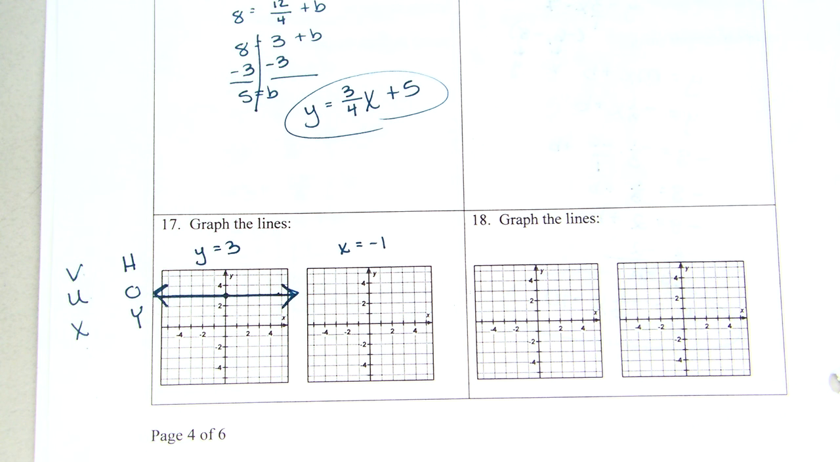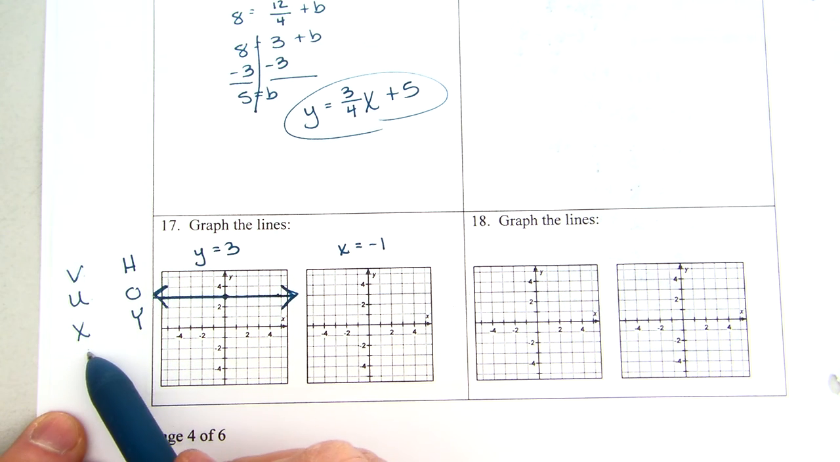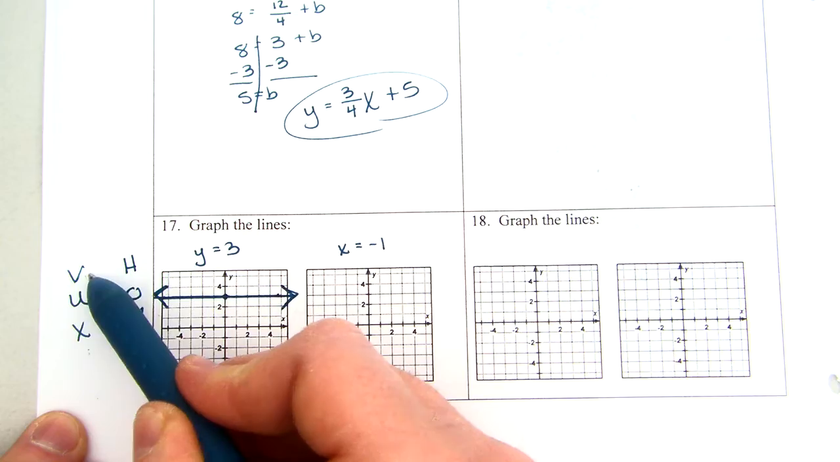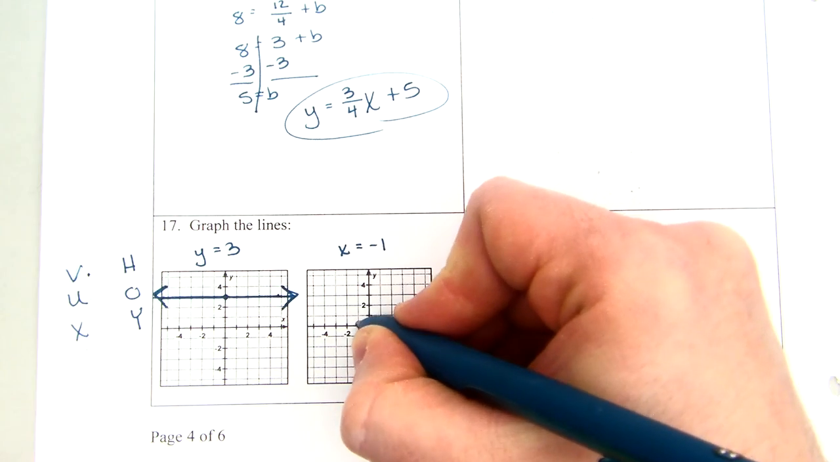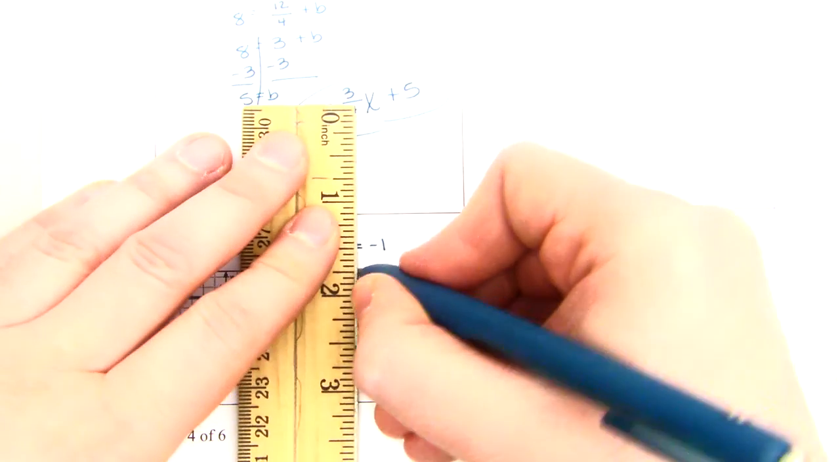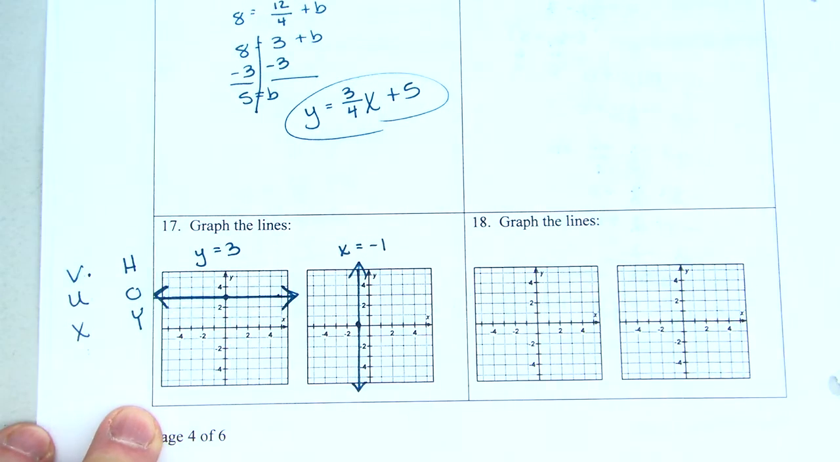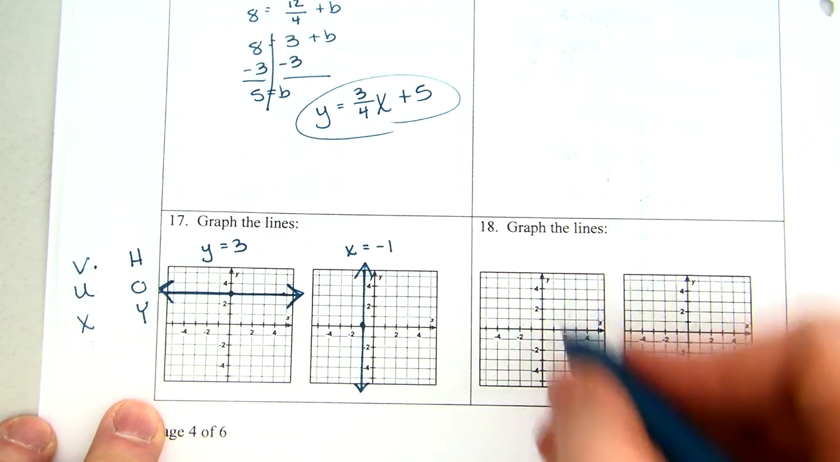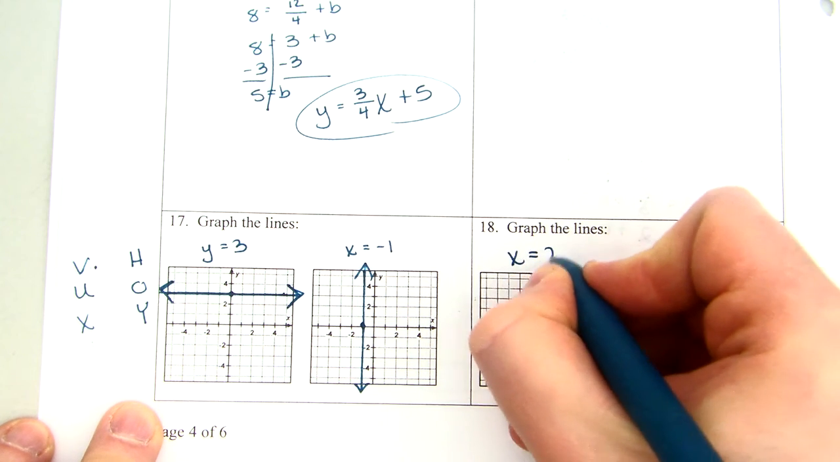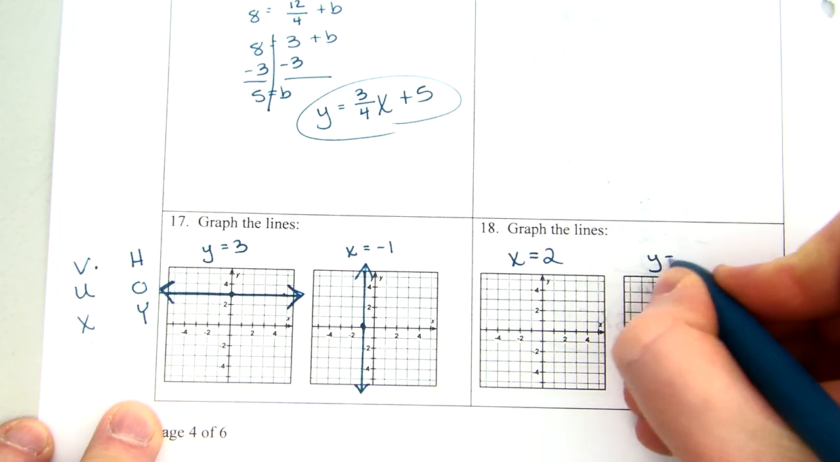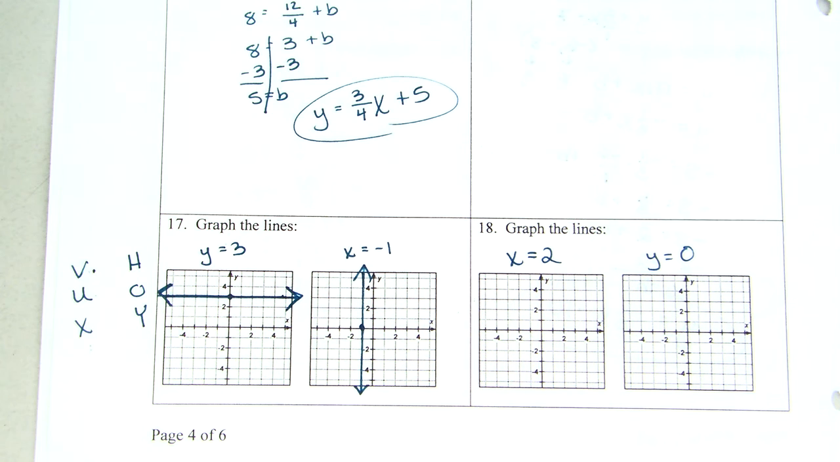Oh, y is vertical. No, wait a minute. X equals -1 is going to be a vertical line moved over to -1. So I'm going to go over to -1 and I'm going to draw myself a little vertical line over there. Like that. You are now going to graph x equals 2 and y equals 0. Try those two right now on your own.